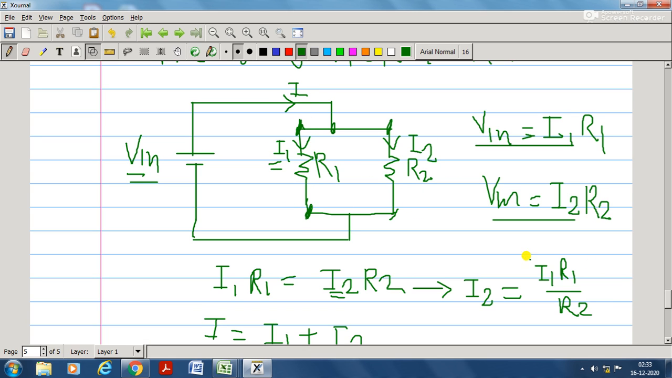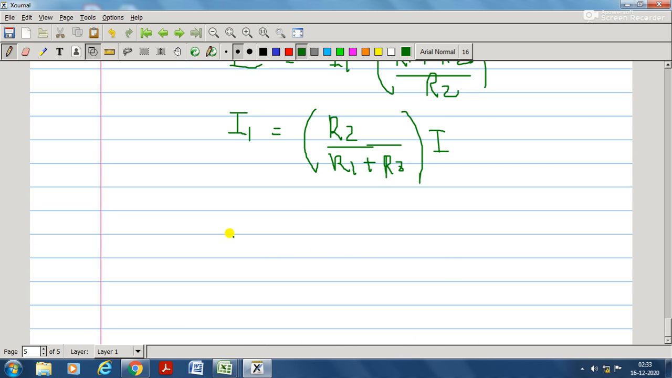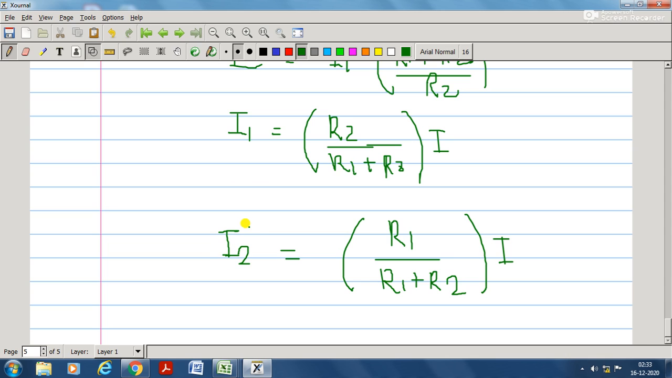If you want to find the current I2, you can write the resistor which is in parallel with R2. So this is R1 divided by R1 plus R2 into the current I. So for I2 you can write that it is the ratio of R1 divided by R1 plus R2 into the net current, which is I. So this is how you can derive the current which gets divided in a parallel combination of resistors.